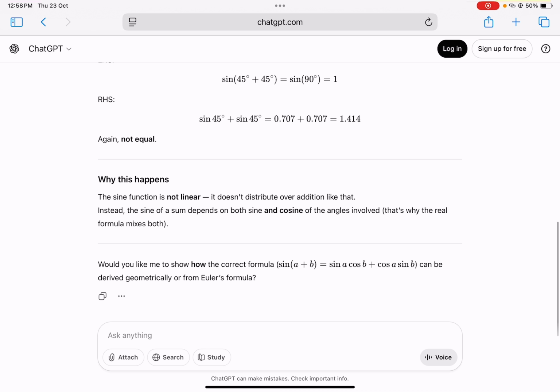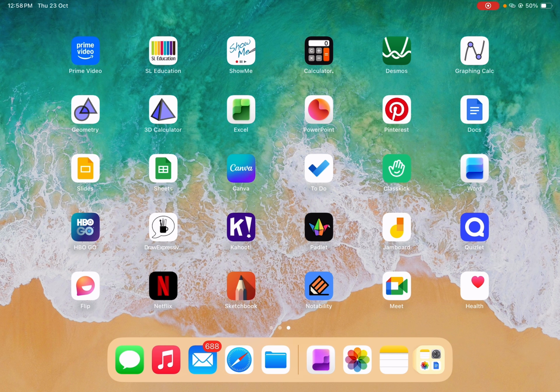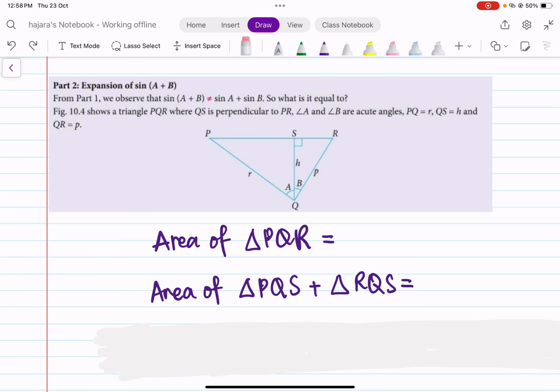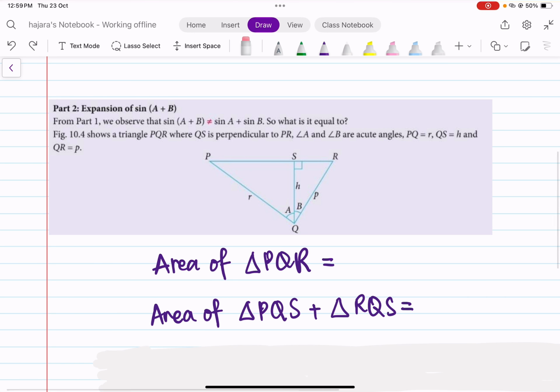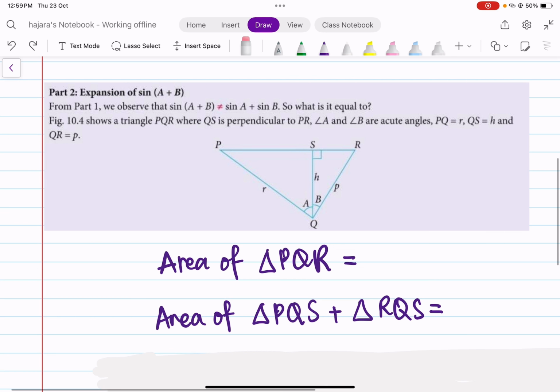So what is it actually? ChatGPT has also given us the formula here, but before we go into the formula, let us see how we can derive this formula. To do this derivation, we are going to look at this triangle. How do I come up with this triangle? You don't need to worry about that, since the derivation is just for you to understand how the formula came about. So this is a triangle I'm looking at.